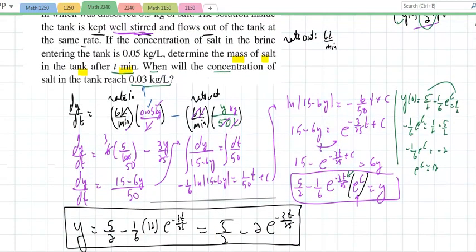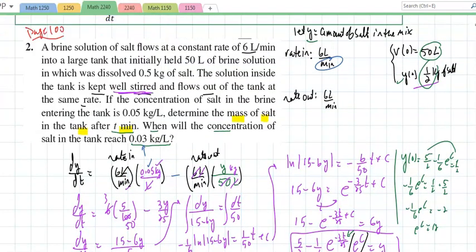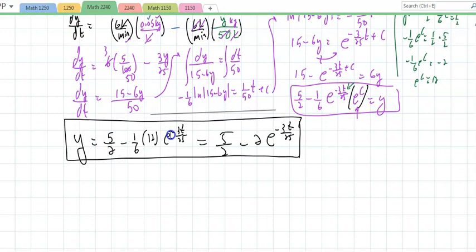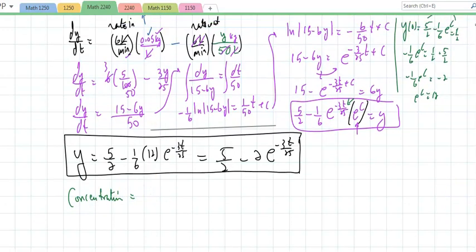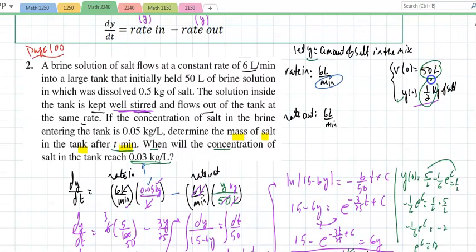Then they come in and say, well, now, when will the concentration of salt be 0.03 kilograms per liter? Well, the concentration is 0.03 kilograms per liter. If I multiply that by volume, that will give me the kilograms of salt, which is my y. Well, what's the volume? The volume in this case is 50 liters.